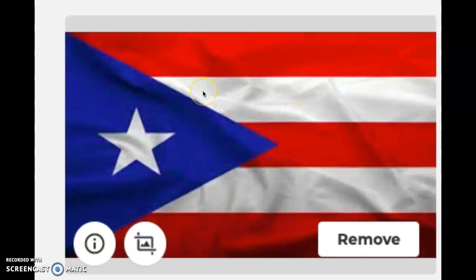Okay, this one looks like the flag of Cuba, but this one is Puerto Rico. Now, it is almost the same as the United States. It has the blue triangle. Why? Puerto Rico is part of the United States. So it has the same blue with red stripes. The Cuban flag is kind of the opposite. It has blue stripes. So remember, American flag has red stripes. Puerto Rico is part of America. Puerto Rico.